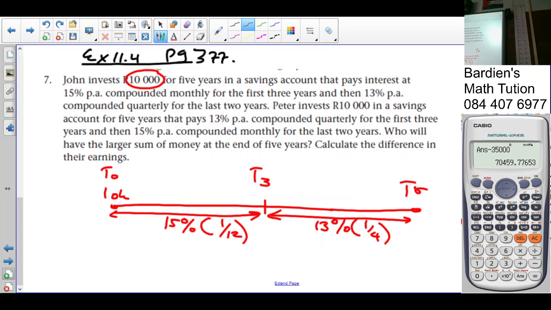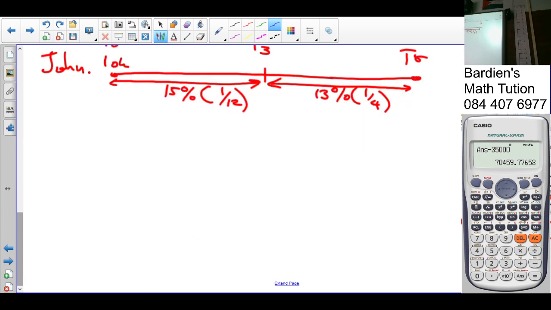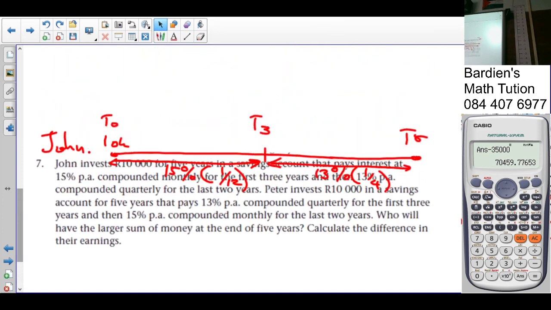We are told that Peter invests 10,000 rand. Okay, so this is John. So let's go with Peter.